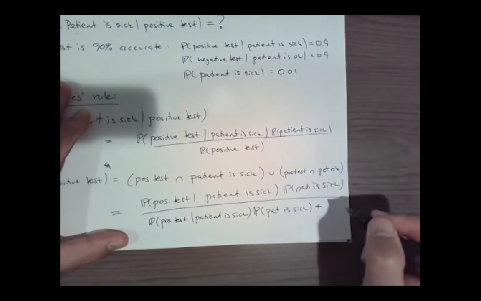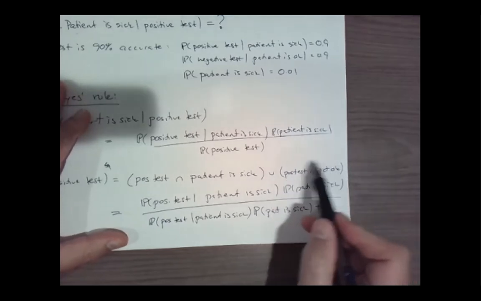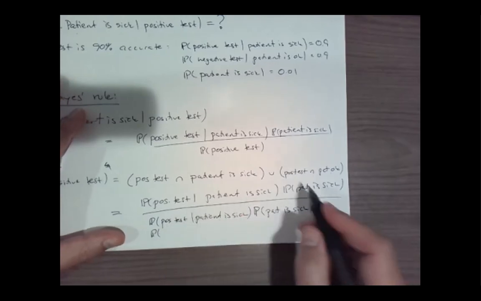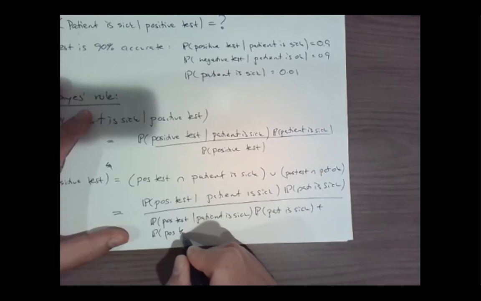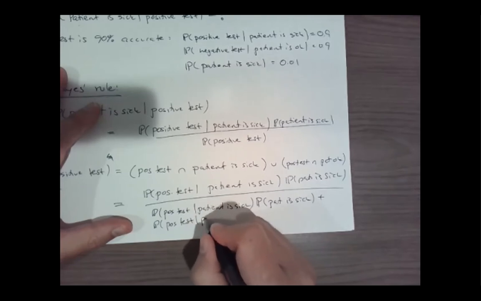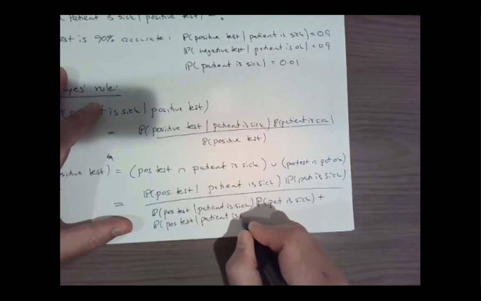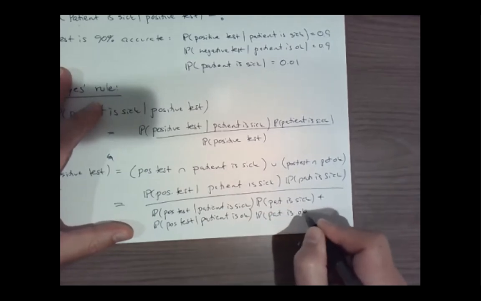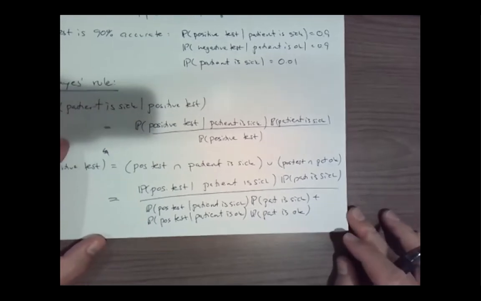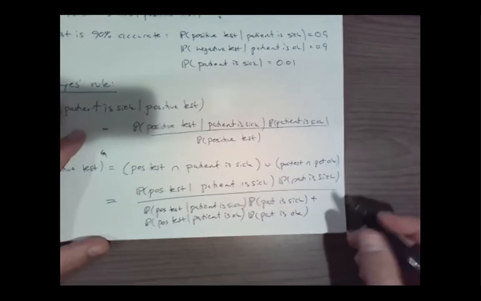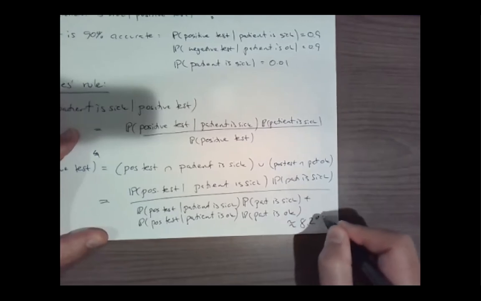And then plus, I'll do the same thing for this one here. It'll be the probability that I have a positive test, given that the patient is okay, times the probability that the patient is okay. And now I have probabilities for all of these. When you plug in, and if I manage to plug in correctly, you get this 8.2%.